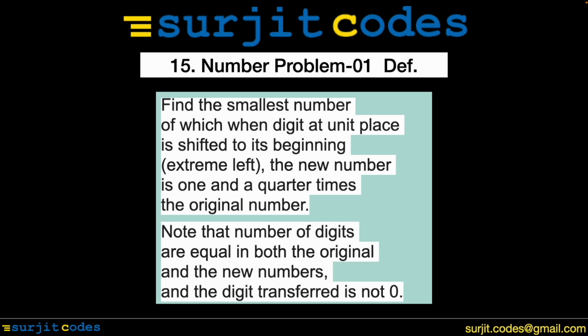In this session, we will formulate a number problem. Find the smallest number of which when digit at unit place is shifted to its beginning, that is extreme left, the new number is 1¼ times the original number. Note that the number of digits are equal in both the original and the new numbers, and the digit transferred is not 0.